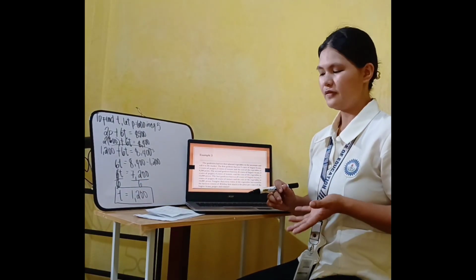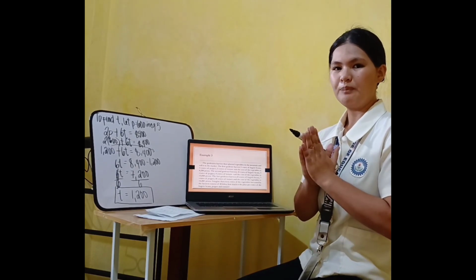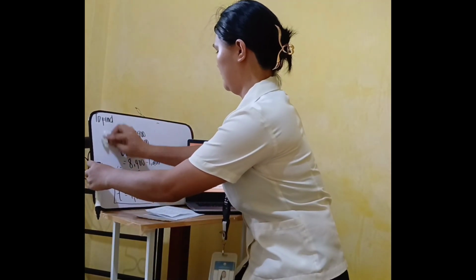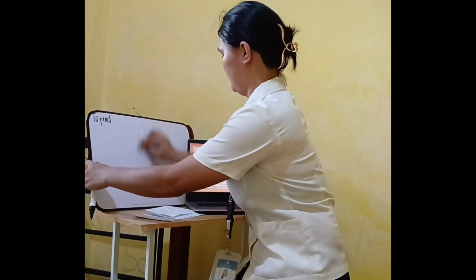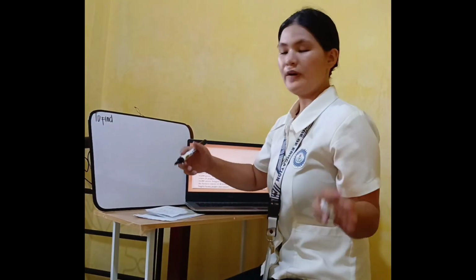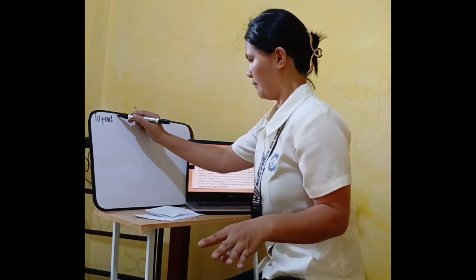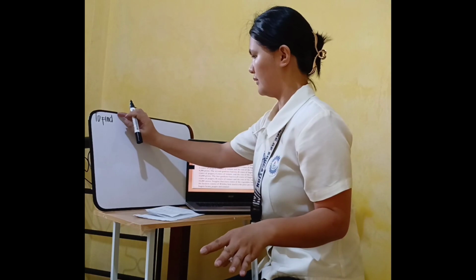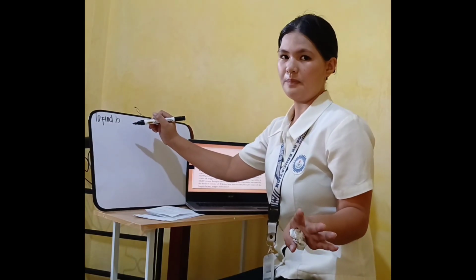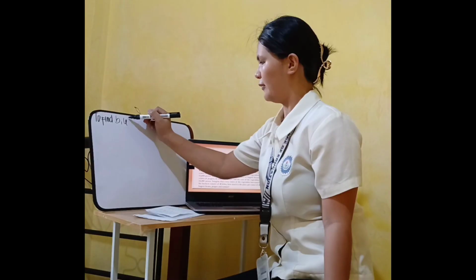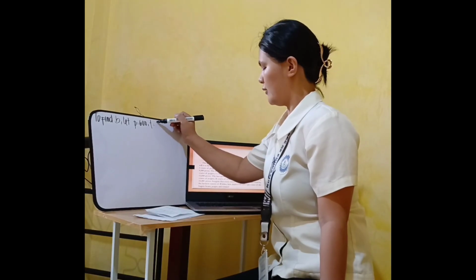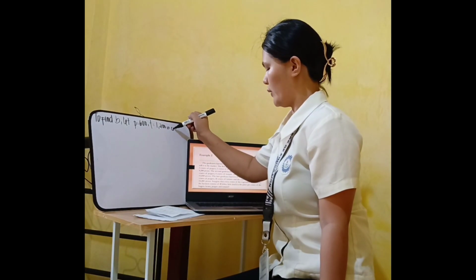Now we already get the value of T. We will get the value of P. To find B, or the total cost per crate of baggy beans, we let P is equal to 600 and T is equal to 1,200 in equation 1.